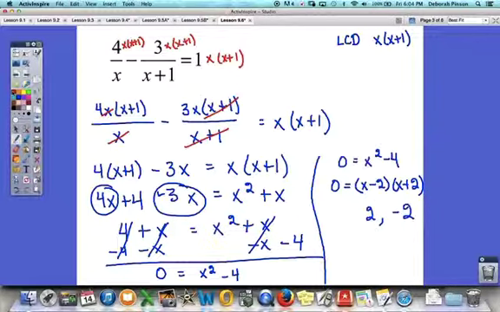Now, those are not my restrictions. If I go back up here to the top, my restrictions would be 0 and negative 1. These are not restrictions, so they are good answers.